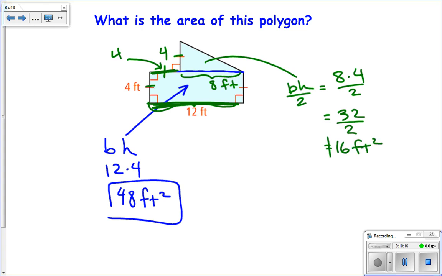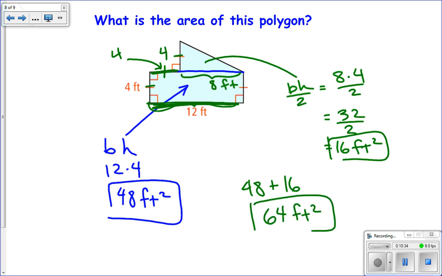Now, I'm not done. I found the areas of the non-overlapping parts. Finally, I just add them together. So if I add these two together, 48 plus 16, I get 64 square feet.